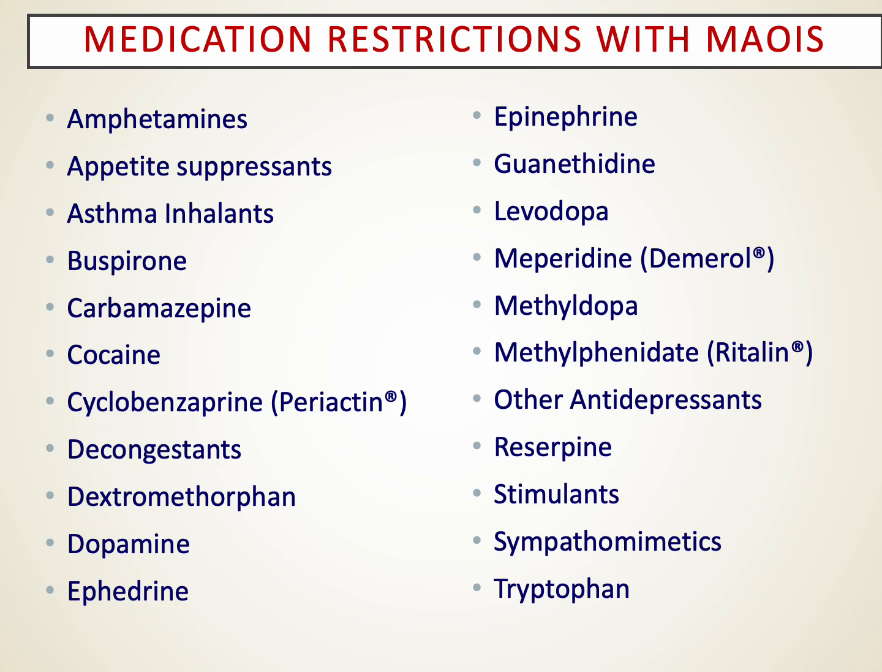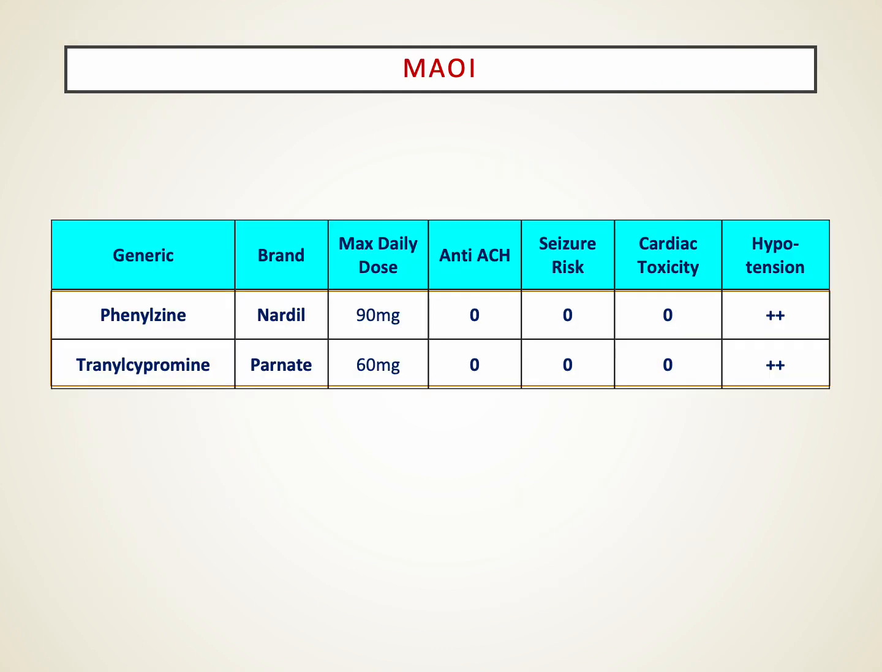And then anything that is a stimulant that involves norepinephrine or epinephrine or dopamine or serotonin would be really problematic. So there's a whole host of medications that would affect the sympathetic nervous system here that are considered contraindications for use with MAO inhibitors. The two that are listed here that have been on the market for decades are Nardil and Parnate.